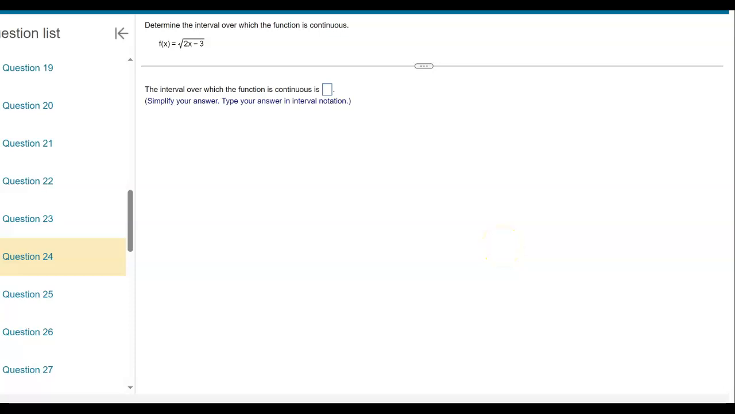Now, for this next problem, we are to determine the interval for which the function is continuous. If you are given something like this, all you need to do is remember the domain of the function. A function is continuous over its domain. So to get that interval, all you need to do is find the domain of this function here.